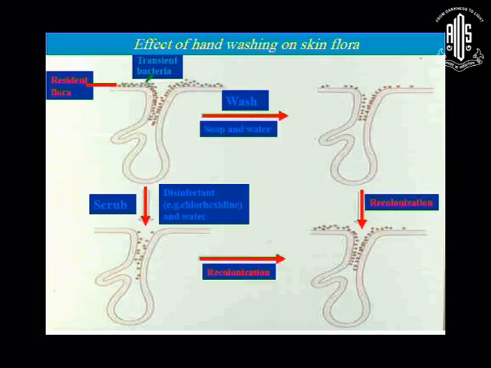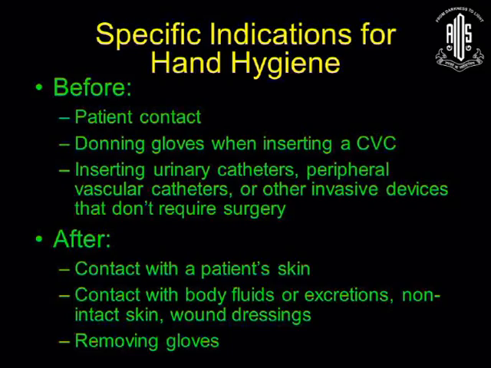This is the schematic representation of what happens to the transient flora with washing. You can see these are the follicles, and this is basically the area of bacterial colonization outside, which significantly reduces with washing. Now if you scrub, it completely goes off for some period of time, but then there will be a recolonization here. So before as well as after patient contact, we have to do that.